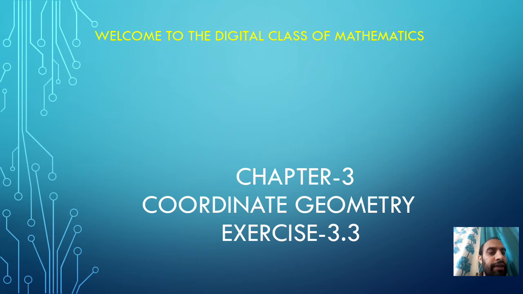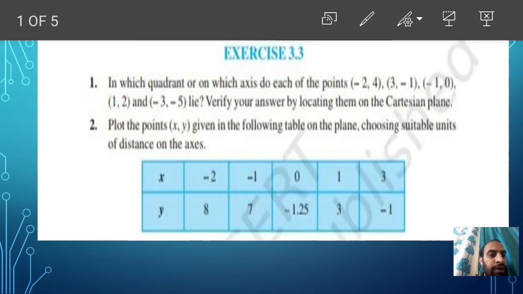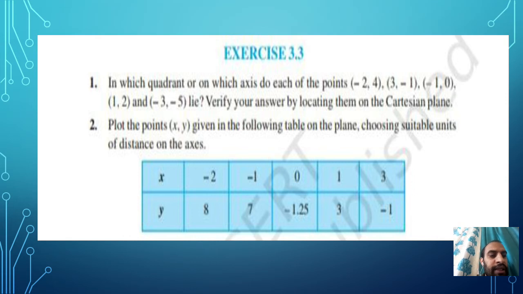As you all know, we are discussing chapter number 3, that is coordinate geometry. And now we are in the very last exercise, that is exercise 3.3. Here I am going to tell you how to represent any point in the Cartesian plane and how to find out its coordinates. Now the basic terms are clear to you. So let's take directly exercise 3.3.